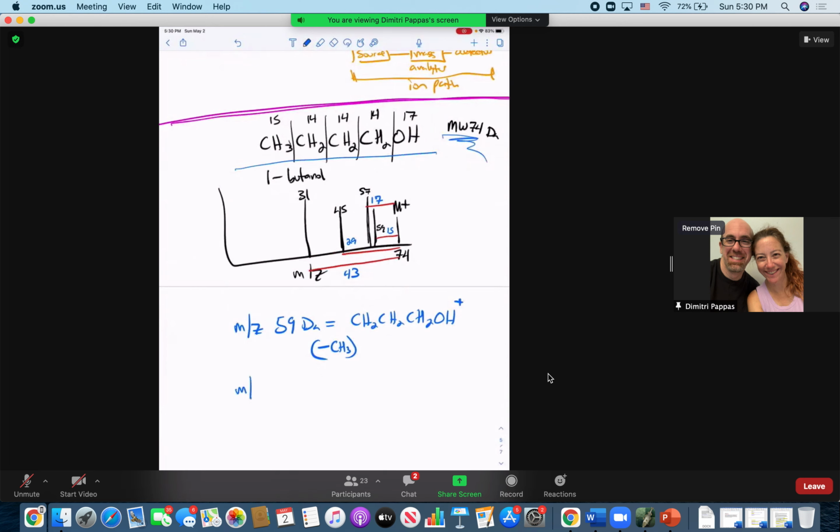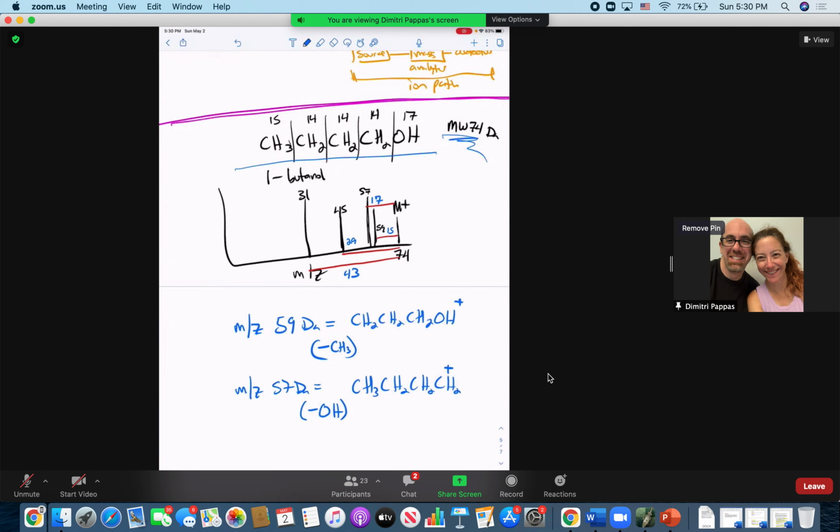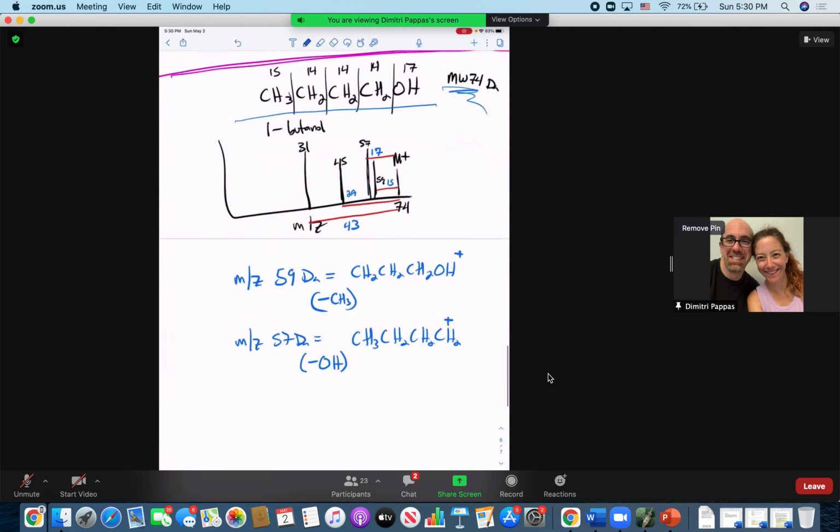In the case of the m over z 57 ion, what do you think you lost? You had to lose a mass of 17. The OH bond, or the OH group. OH is the only thing that adds up, right? So that would give you a structure that looks like this. And you'll notice it doesn't make sense, right? Like the carbon doesn't have the right charges and everything. That's okay. These are gas phase ions. They don't play by the organic rules that you learned, right?